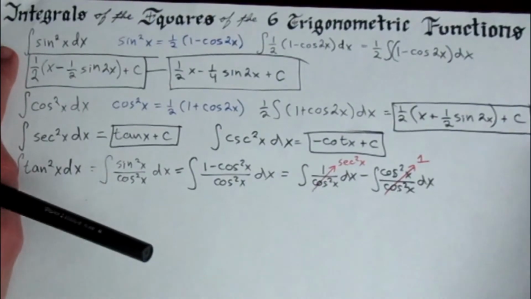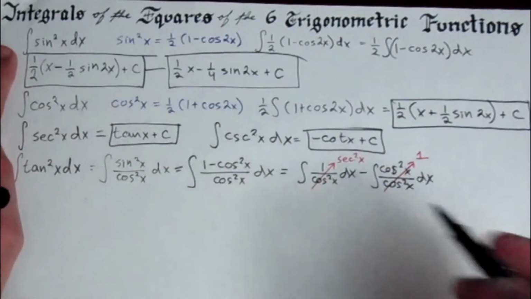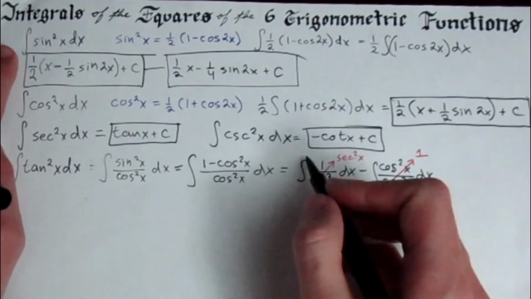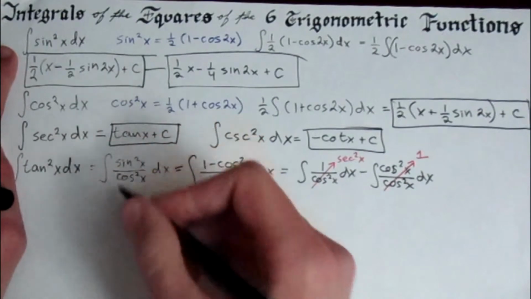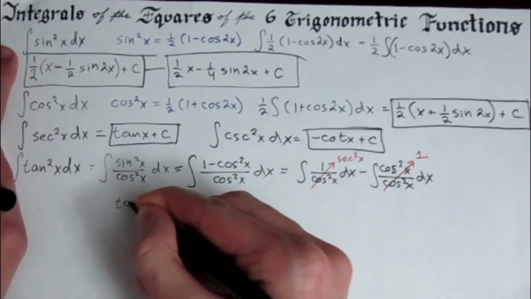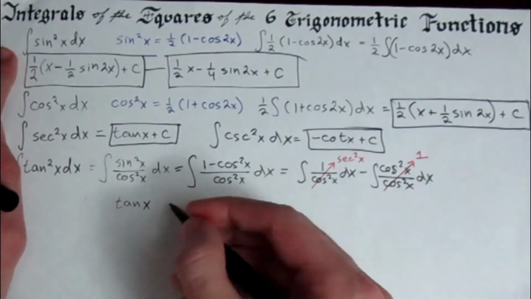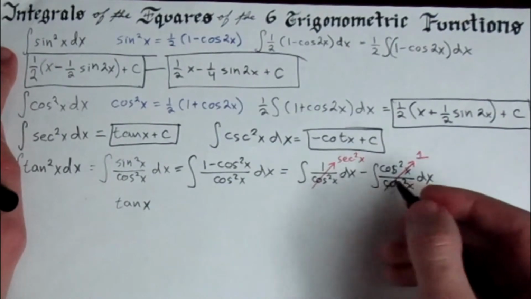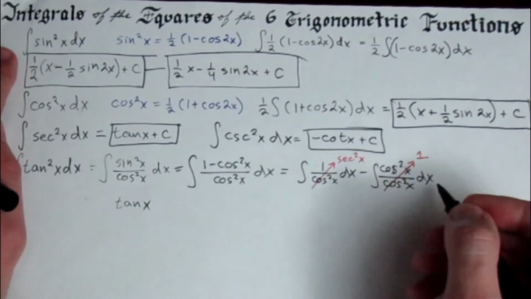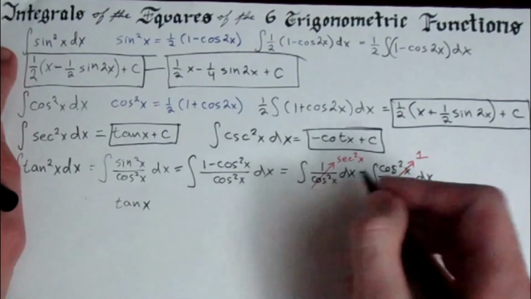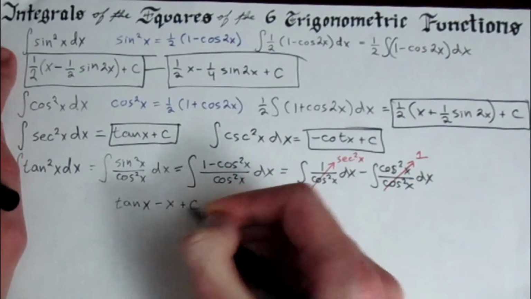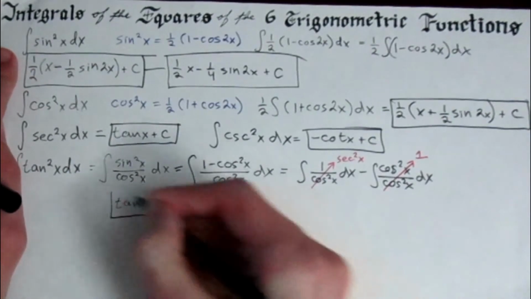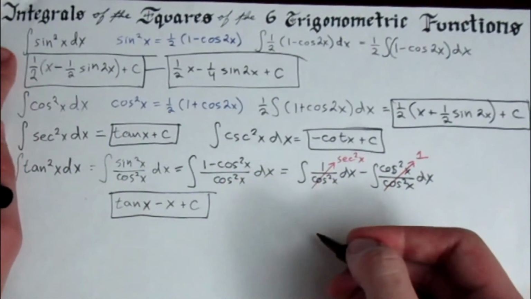Now the integral becomes easy. What is the integral of secant squared x? We did that earlier, and it is tangent of x. And then, what is the integral of 1 with respect to x? It's x, so it's tangent of x minus x plus c. And that is the answer right there.